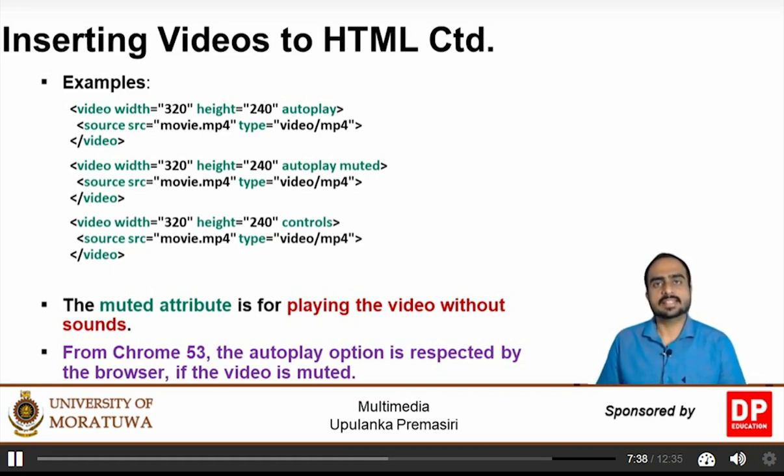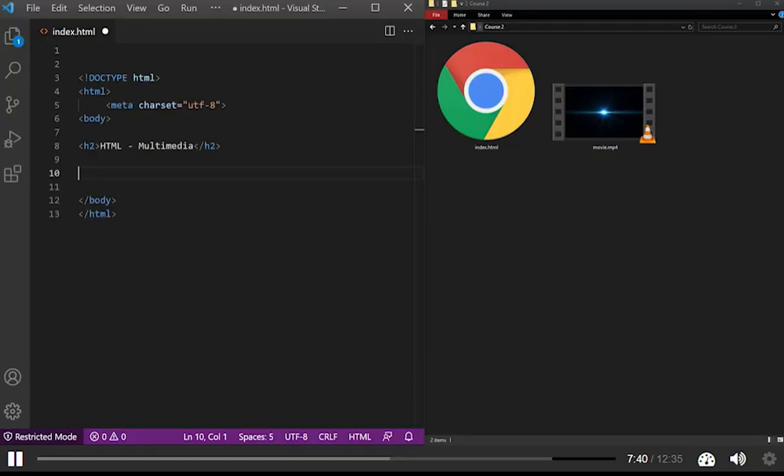Let's go through these 3 examples. First, I'm going to create an empty folder and copy my video clips here. Also, let's create an HTML file in the same folder and give it a meaningful name. Inside the HTML file, we have to define the body and other essential tags. We can add the subheading with the h2 tag as well.